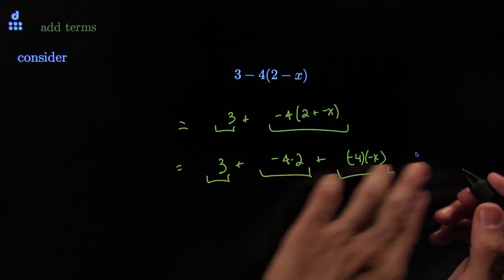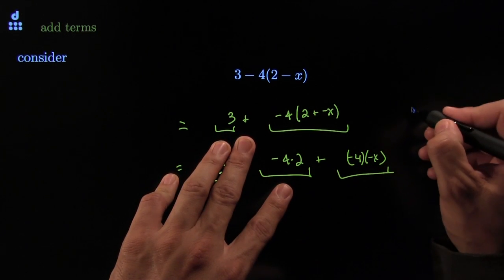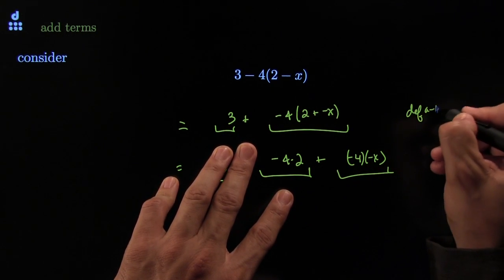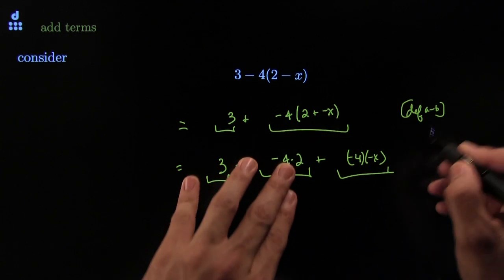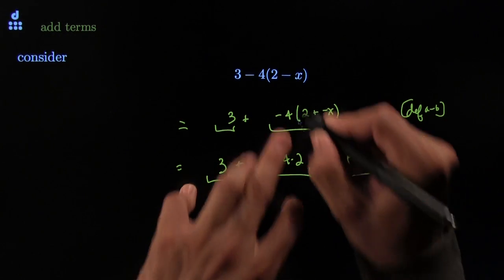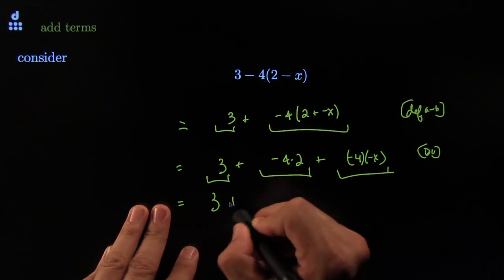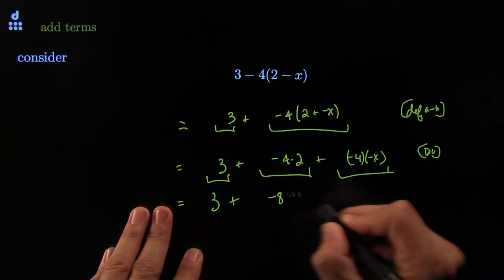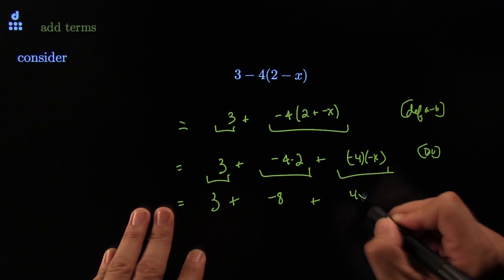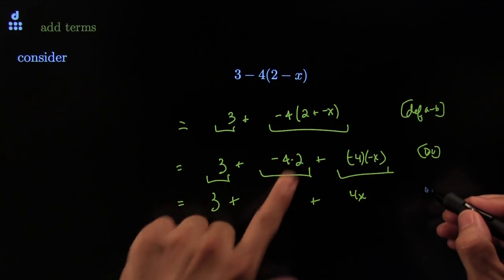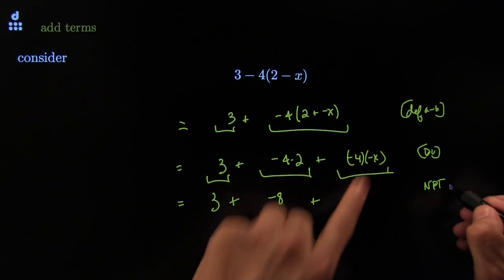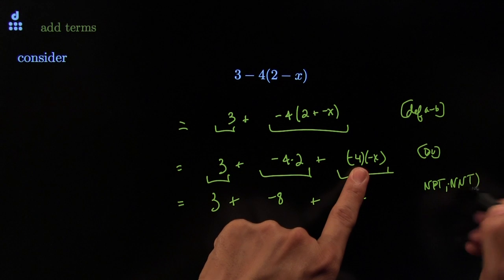So I have 3 items here. Let me see. So this was the definition of subtraction. Here I distributed. This was the distributive law. And now we're here. Maybe I proceed cautiously. This piece I can clean up. That's negative 8. This piece I can clean up. That's 4x. For this piece I use the negative times positive theorem. For that piece I use the negative times negative theorem.